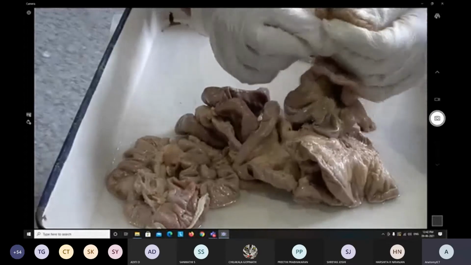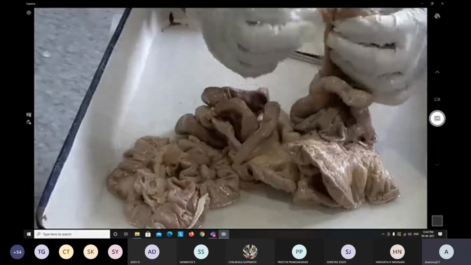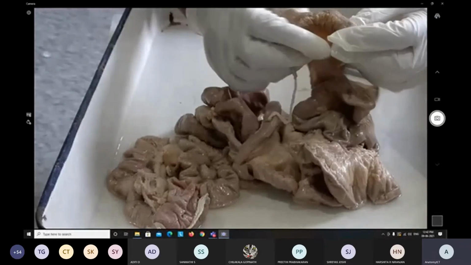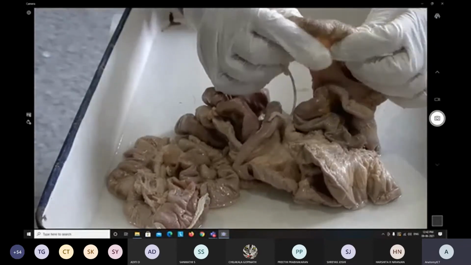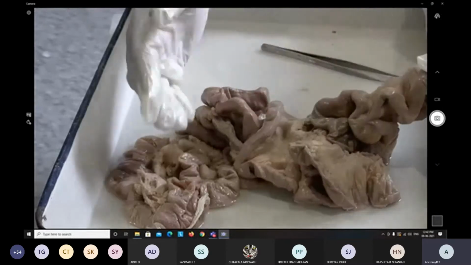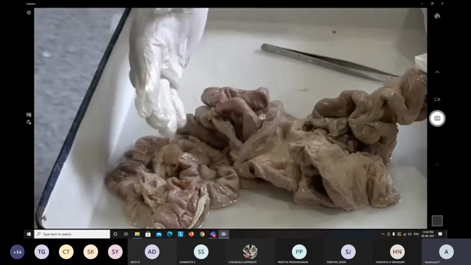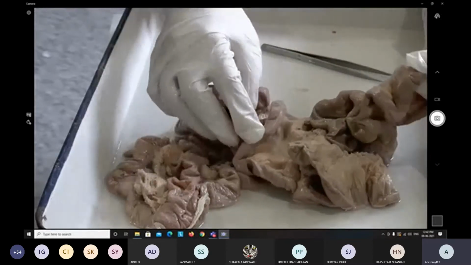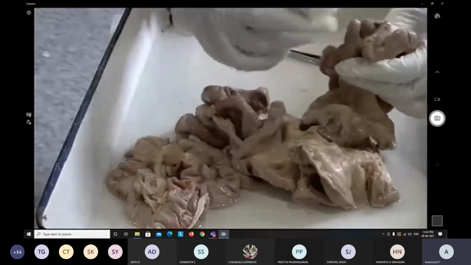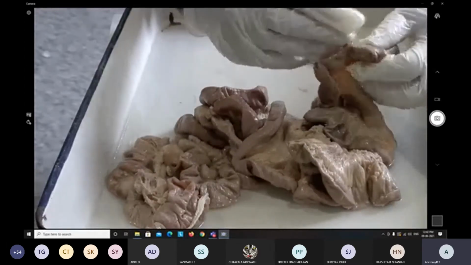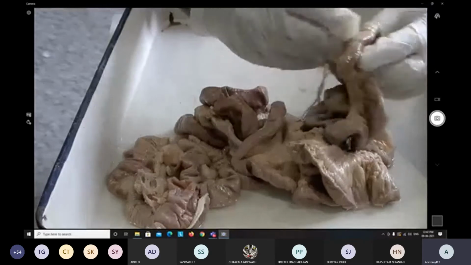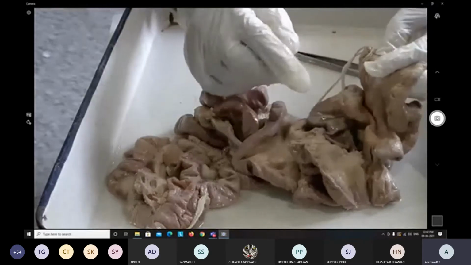Now, what is meant by Peyer's patches? It is nothing but lymph nodes. The aggregation of lymph nodes is greater here because of the food which is consumed and absorbed over here. They play the defense mechanism in the small intestine, especially in the lower segment, before it reaches the large intestine.